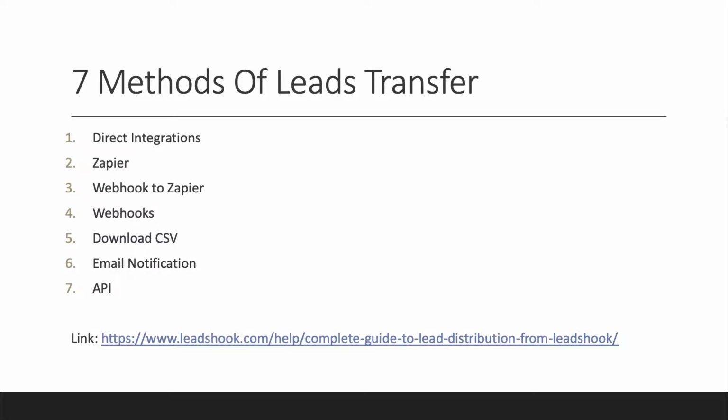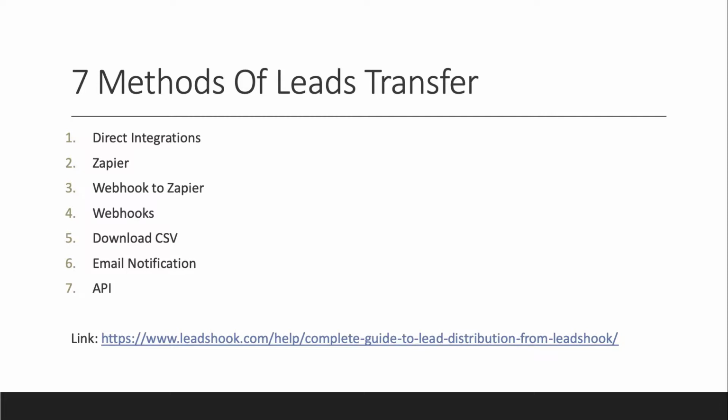Number 1 is the direct integrations. That's your Aweber, Drip, ActiveCampaign, MailChimp, GetResponse, and Infusionsoft already integrated for direct integration, so you can continue to use those. We also integrate with Zapier, which you can also use.